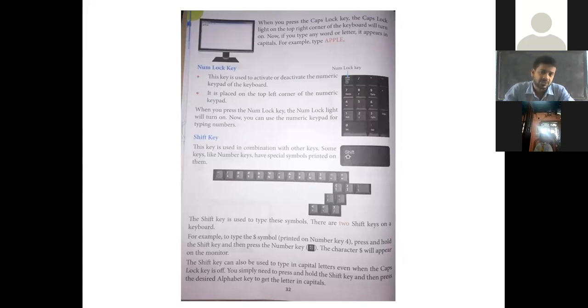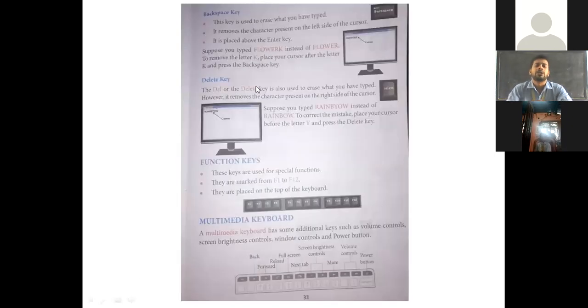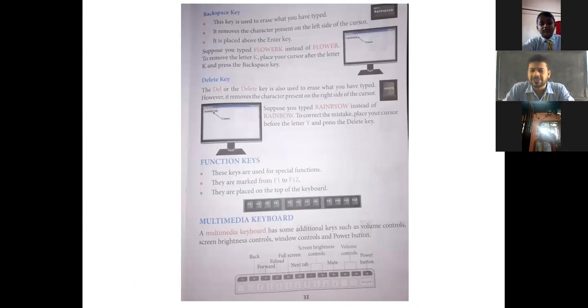Now in order to use that dollar symbol in our document, what we need to do is press and hold the shift button, and then press the number key 4. Then we can see that the dollar symbol will come in our document. In this way we will use the shift key. After the shift key, we have one more key, called the backspace key, which is most of the time present on the top right side of the alphabet keys in the keyboard.